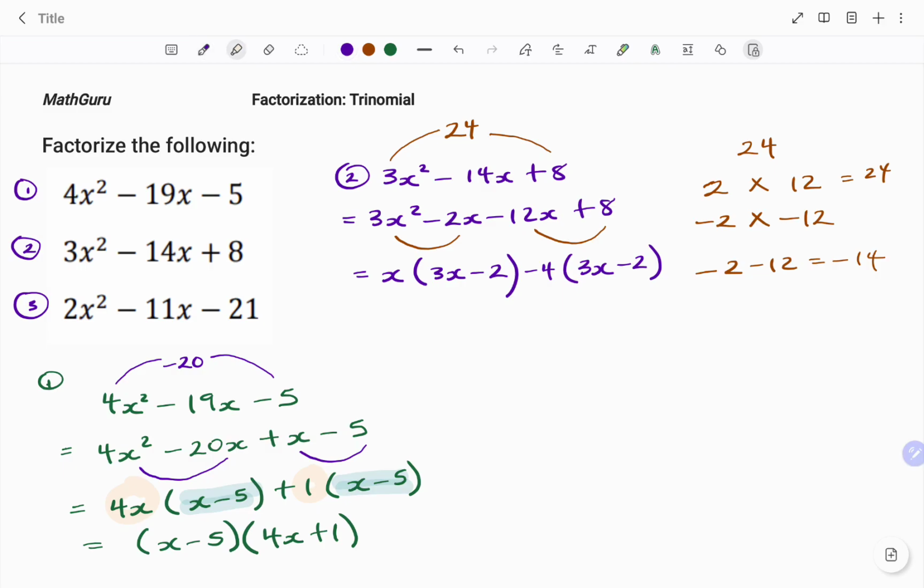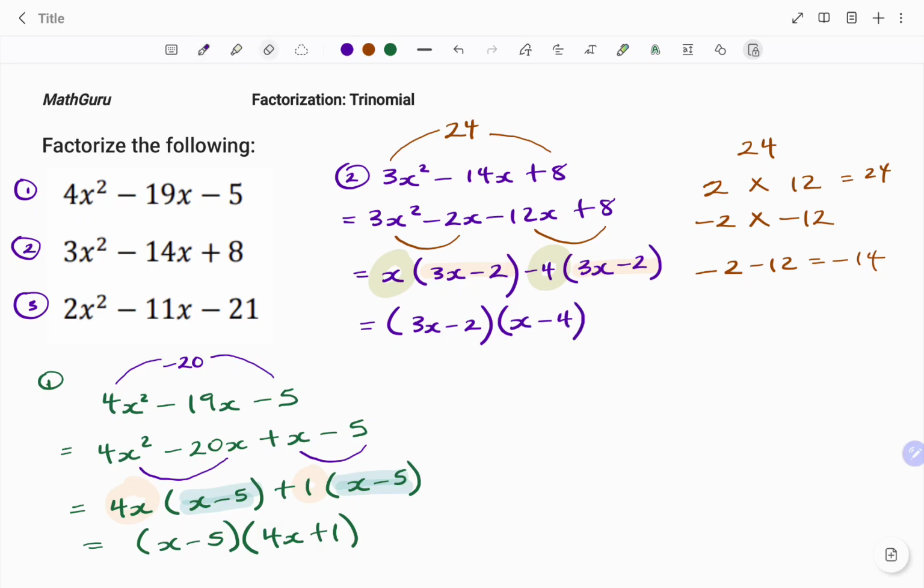And if you look at what I have, 3x minus 2 is common to both sides. So I'm going to take that out. 3x minus 2. And then I'm left with x and minus 4. So I have x minus 4.